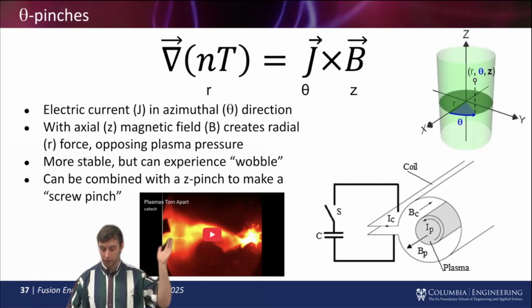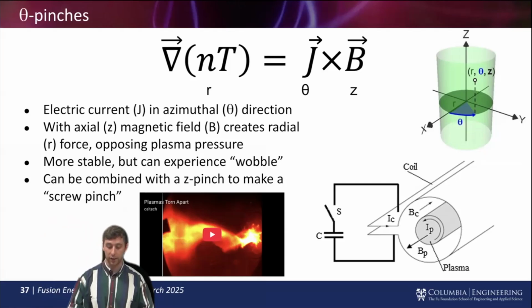You can see a mock-up here of an example circuit that can be used to make a theta pinch of plasma. So again, creating a magnetic field that goes axially. In this case, you can do that using the currents in the plasma itself, so running your azimuthal current using these coils outside of your plasma.